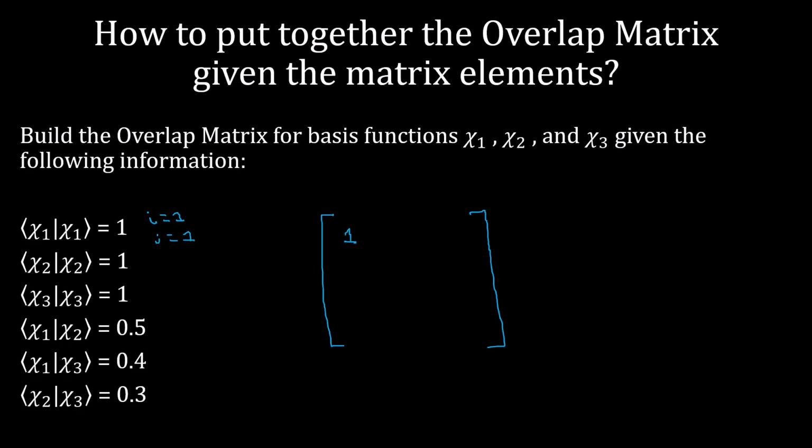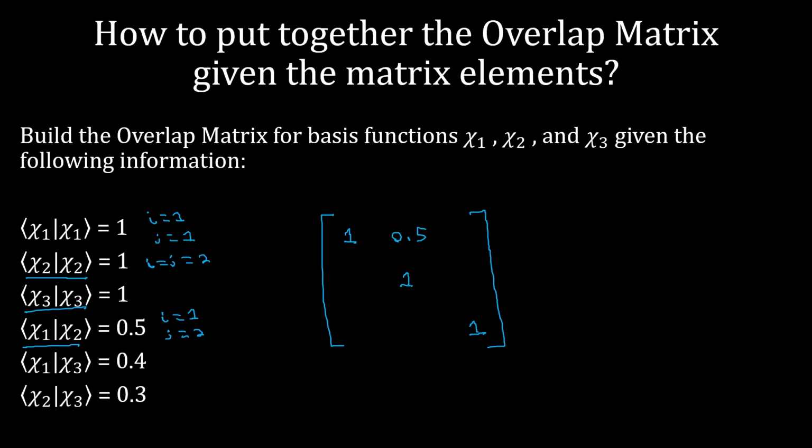We're told the same thing for chi2 and chi3. However, in chi2, the second one, i is equal to j is equal to 2, and similarly for the third one, except it's 3. So in row 2, column 2, we're going to put a 1, and then because we have chi3 chi3 is equal to 1, in row 3, column 3, we're also going to have a 1. So now we're going to move on to our off-diagonal elements, such as chi1, chi2. So this would be i equals 1, j equals 2. So this would be in row 1, column 2. We have that the value is 0.5.